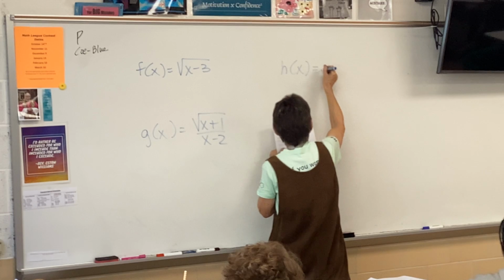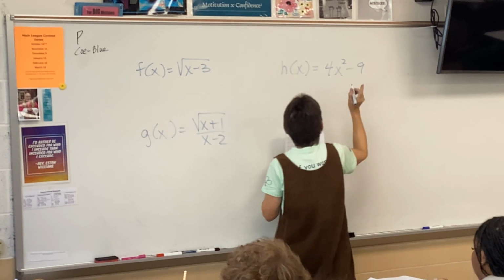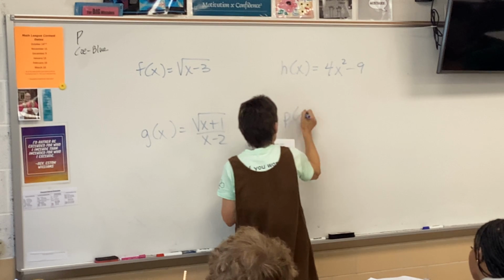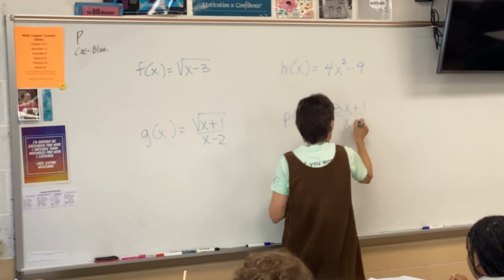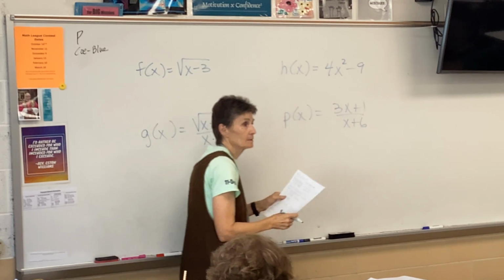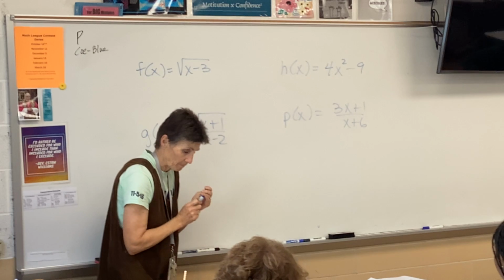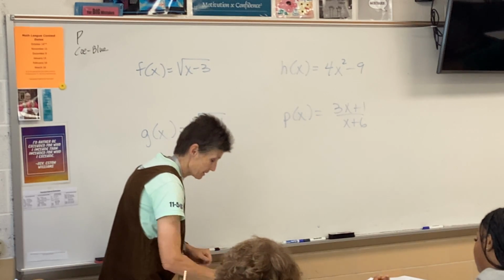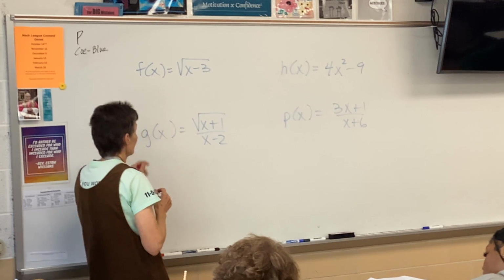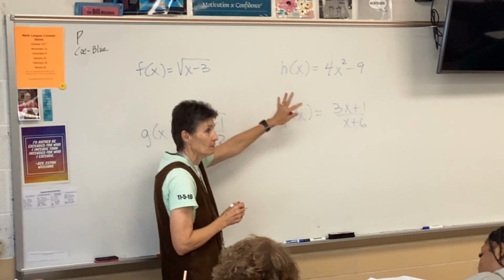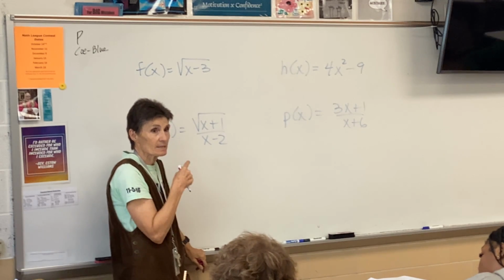X can't equal 0 in the reciprocal, or the denominator cannot equal 0. So the first thing I'm gonna do is look at any denominator I have. Here are my 4 domain problems. What's the test look like? Same as the practice test.